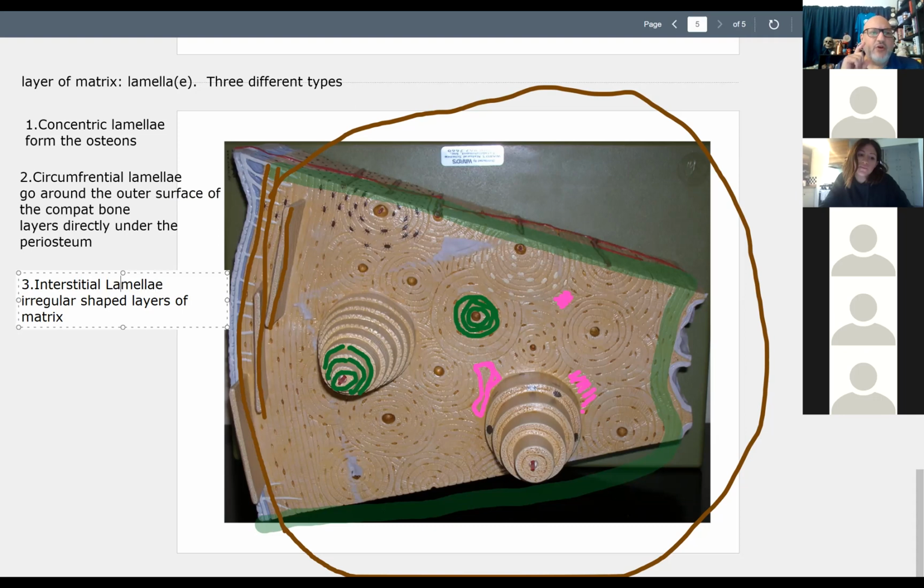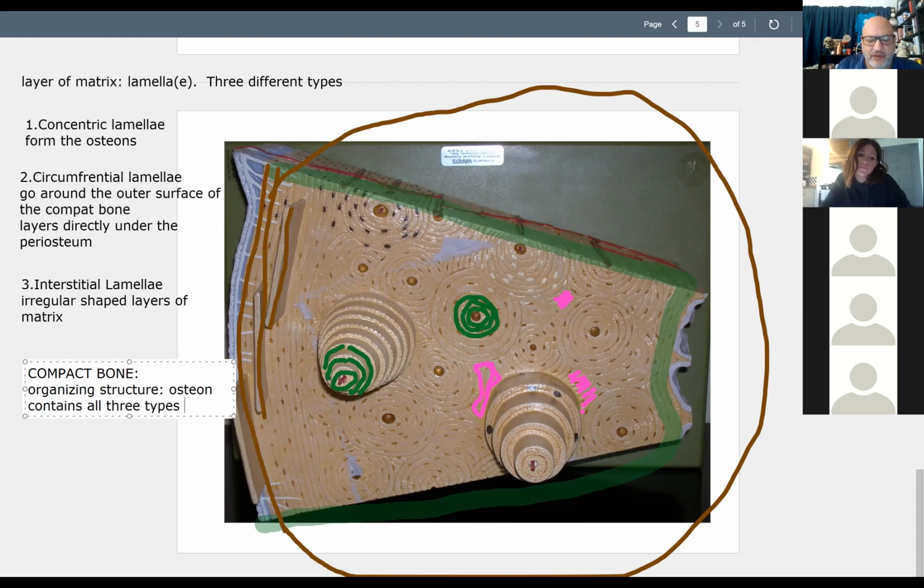So notice, as I mentioned, we have three different types of layers of matrix: concentric, circumferential, and interstitial. And notice one other important thing about our compact bone. When we're talking about our compact bone, not only can we define it by its organizing structure, which is the osteon, but notice compact bone contains all three types of lamellae. So our compact bone is going to have concentric, circumferential, and interstitial lamellae within them.